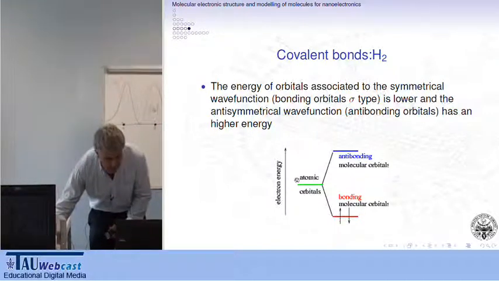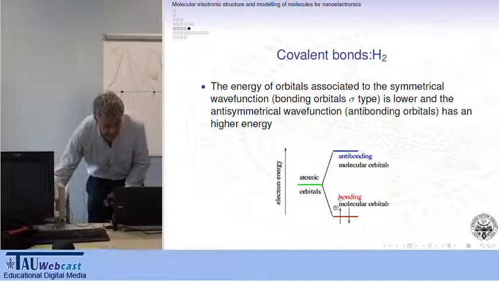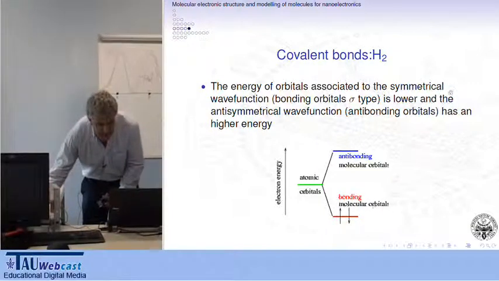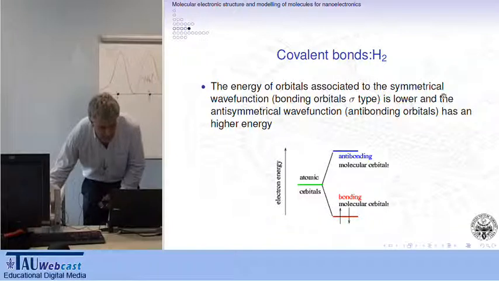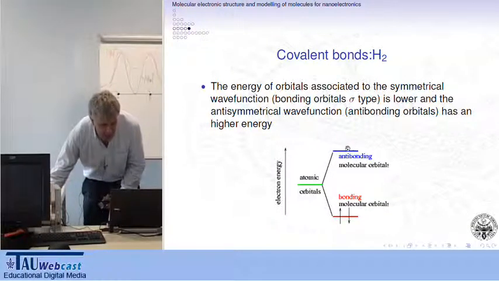The two electrons of the two original atoms will occupy the bonding level. In other words, this is the sigma orbital, the sigma type orbital. The asymmetrical form is associated with this other energy and is called antibonding. In other words, this is not a stable condition for this kind of molecule. And you see that the energy is much higher.